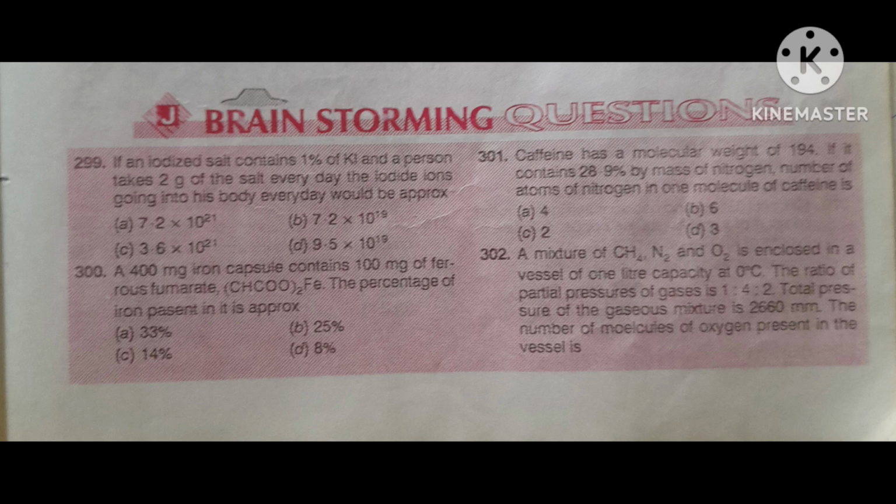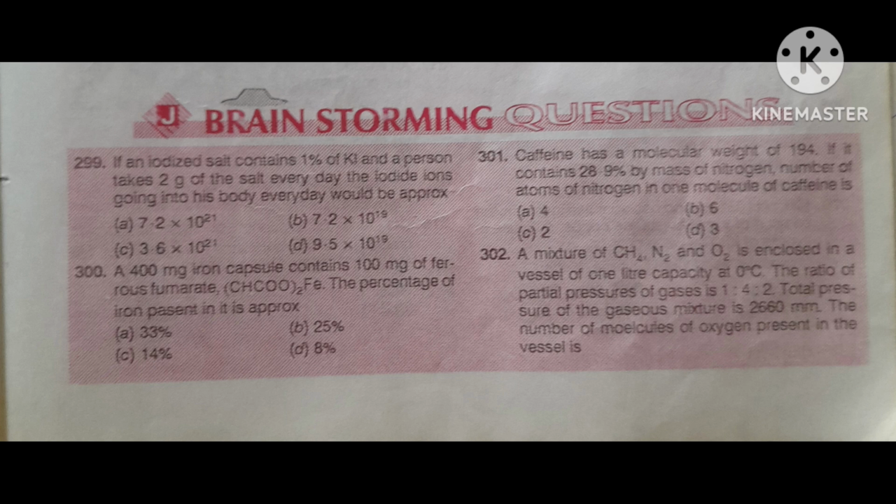Now the next question, number 300. A 400 mg iron capsule contains 100 mg of ferrous fumarate. Ferrous fumarate, the formula is given: CHCOO Fe.